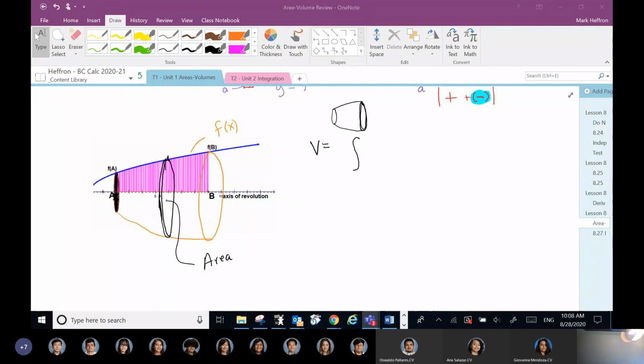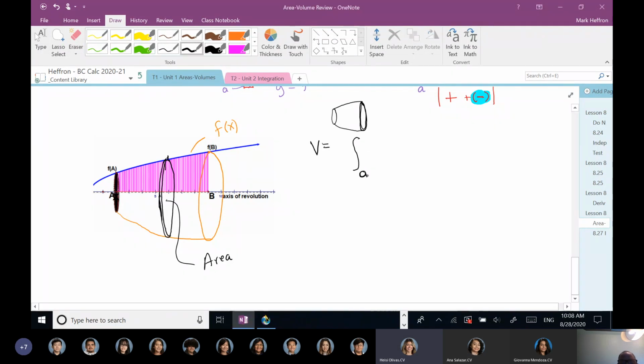What do you think, Casey, is the volume here? The integral from A to B, and then, I don't know, but it has to do with the X just because the height is changing each time. Yeah. So this thickness is definitely dx, isn't it? And you're right, the height is always changing.